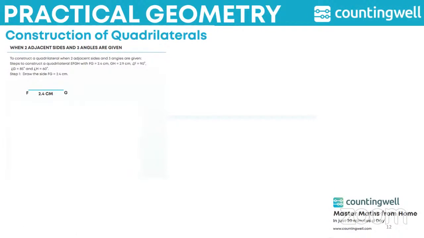Let us see next construction of quadrilateral with two adjacent sides and three angles. For that, you can see there are two adjacent sides given, FG and GH. Adjacent sides because you can see here the vertex G is common. Then the angle F, angle G and angle H are given. That is three angles. First of all, start with one of the adjacent sides.